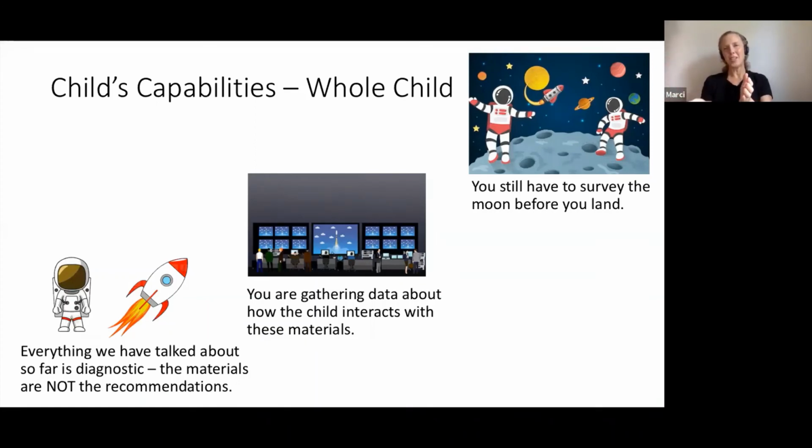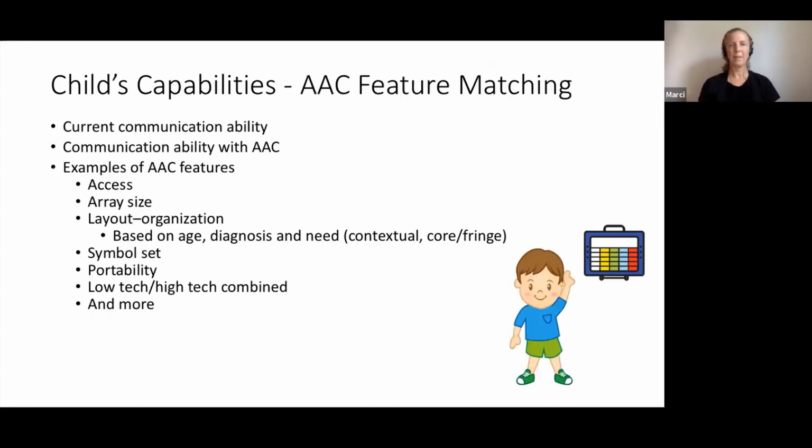And so the analogy is surveying the moon is your feature matching. I have to figure out what's out there in order to match it to my child's capabilities, and then whew, we can land on the moon. So this is what you're doing. You're looking at the child's current communication ability. You're looking at what they did with AAC, and then you're thinking about the different features. How did they access it? Oh, with their finger. What was the array size? They did really well with 24, but not 48.